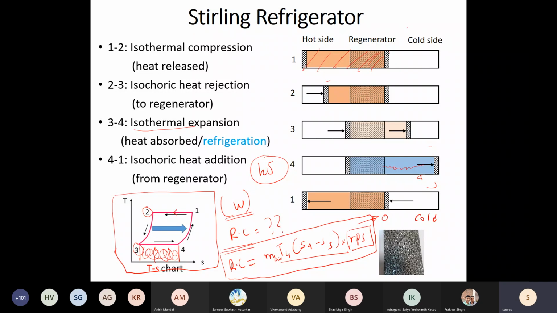Ultimately, what we want is some certain finite rate of heat absorption on the cold side. So the refrigeration capacity of an ideal Stirling refrigerator will be 0.